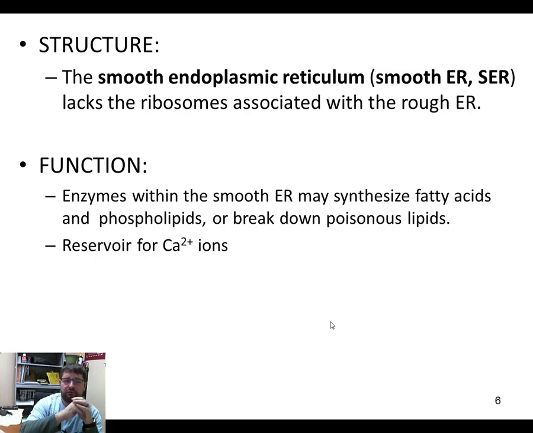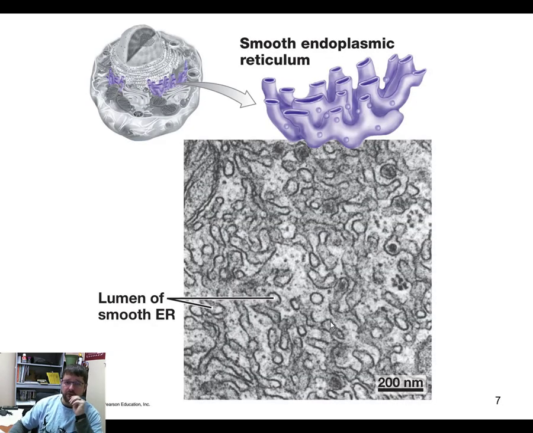So the smooth ER is very different than the rough ER. It's not just different because it has no association with ribosomes. It's also not directly attached to the nuclear envelope. So it's sitting out here off of the rough ER.